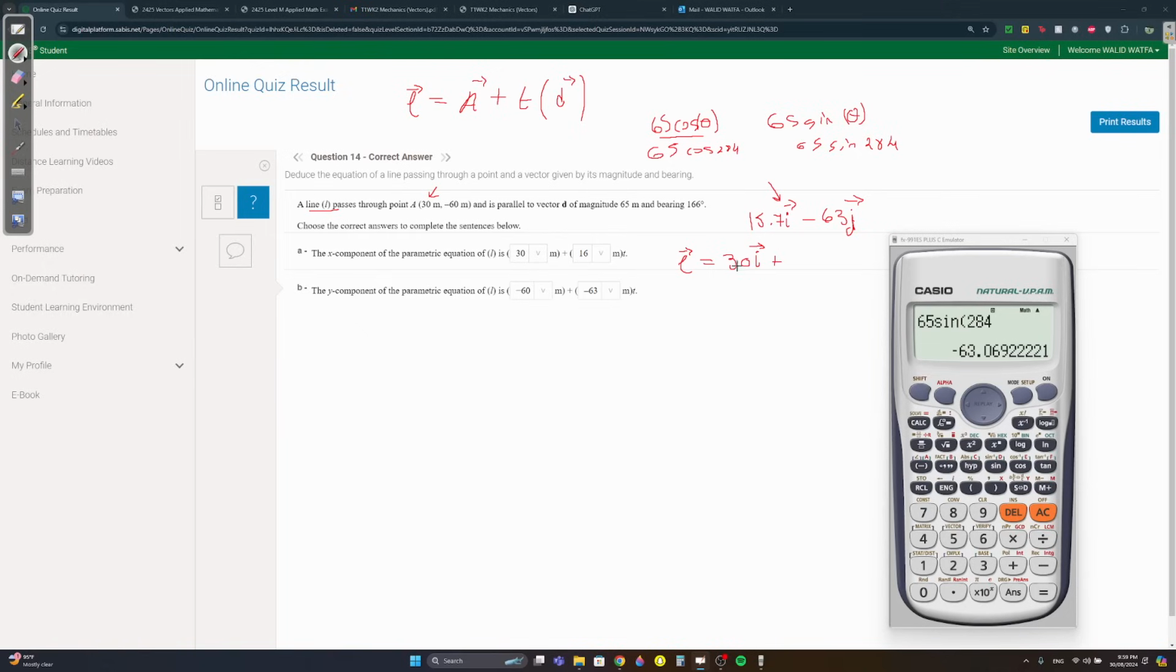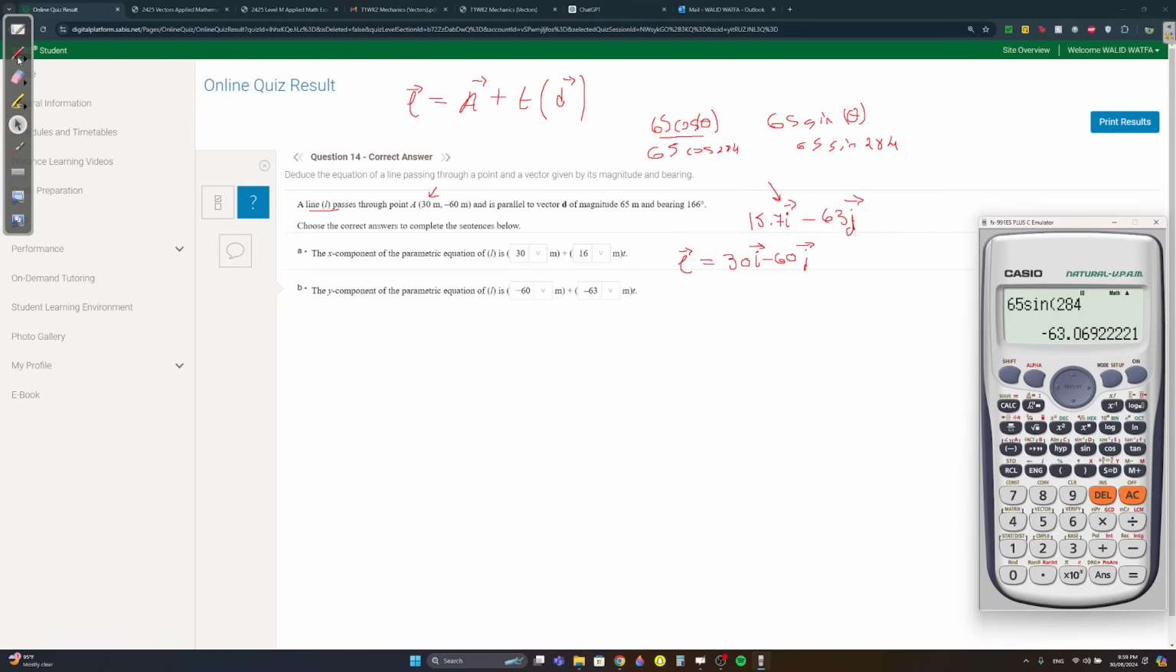minus 60j. Then we have, let's move this to the right, plus t times the other line, which is 15.7i minus 63j, right?